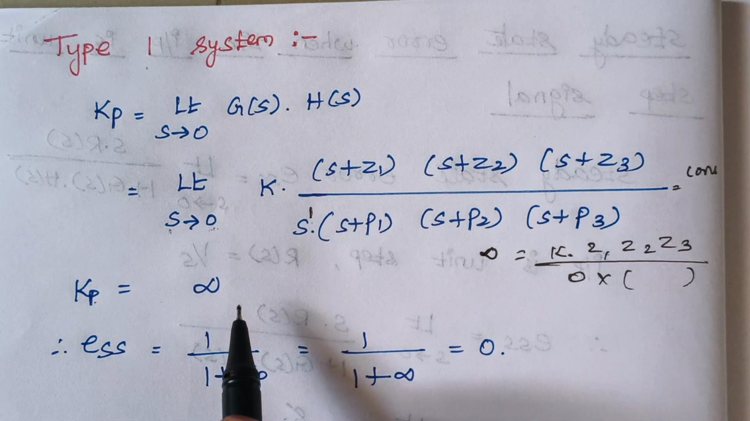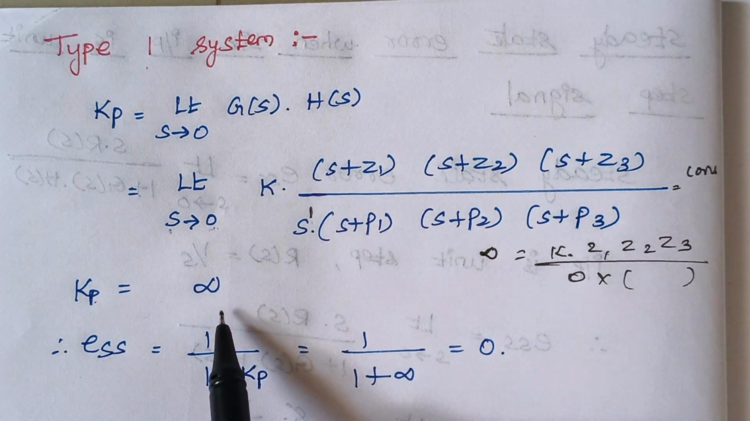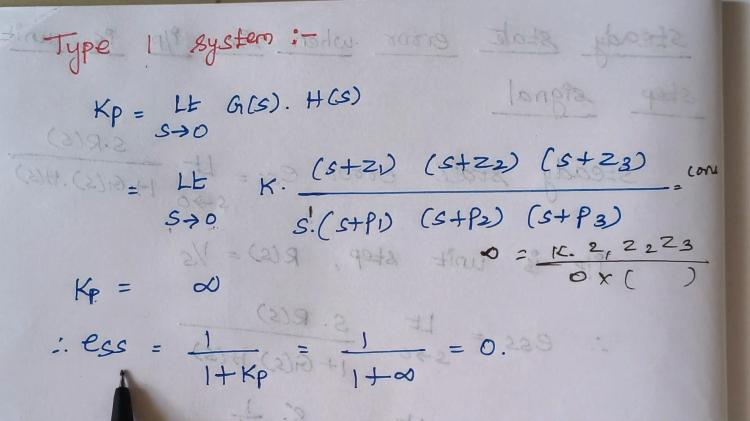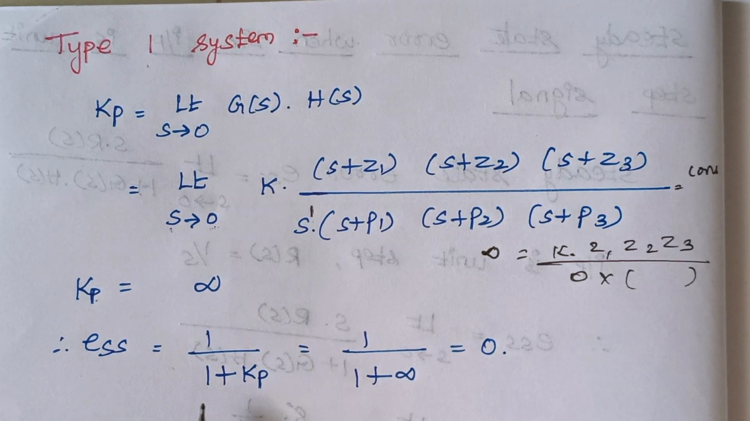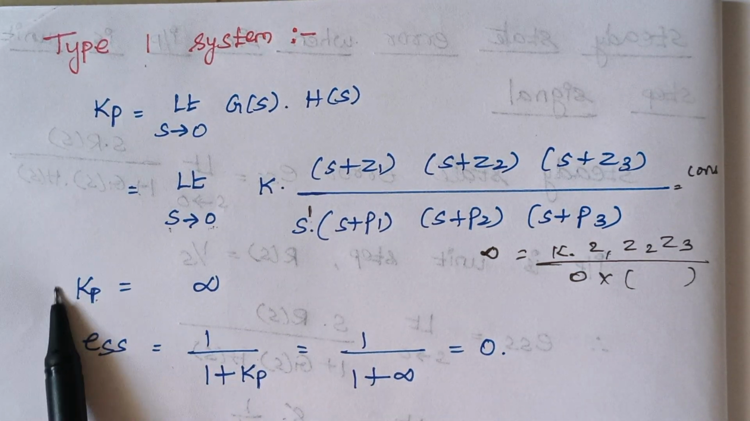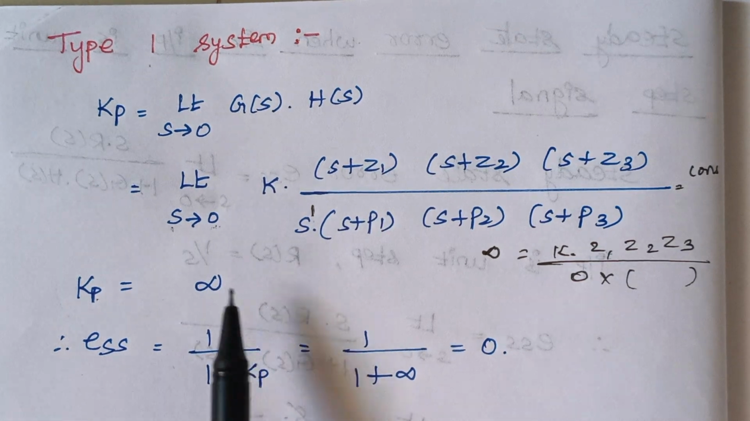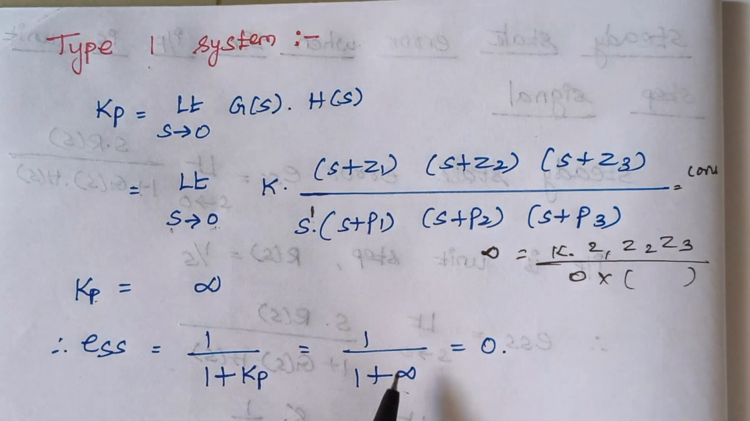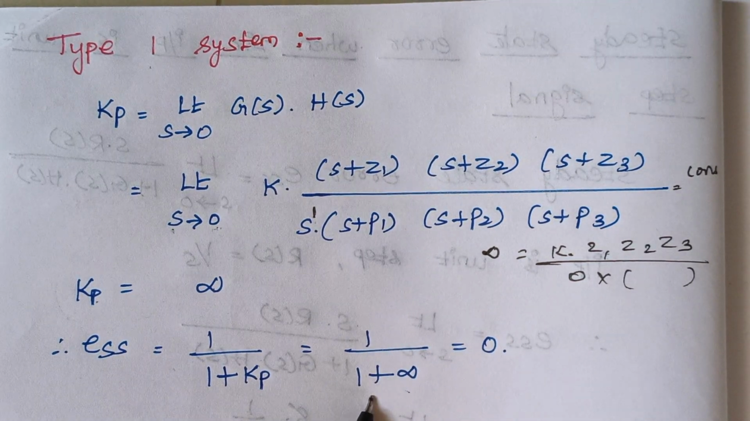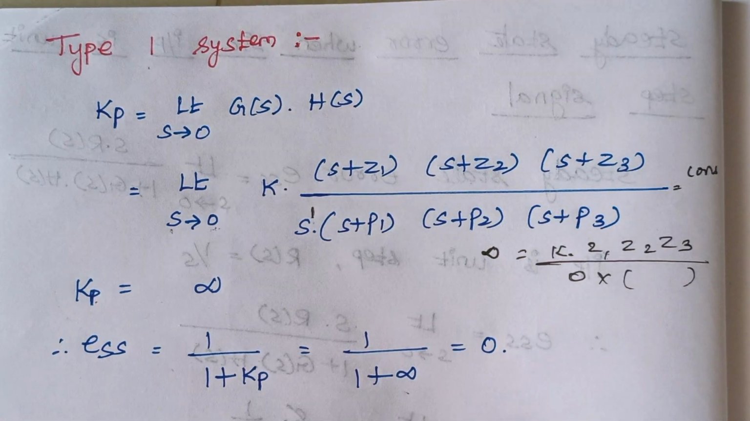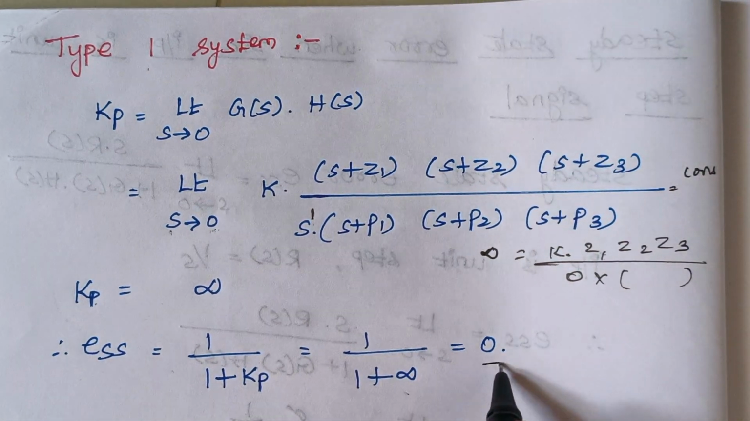Now I am going to substitute this value in the steady state error formula. The steady state error is given by 1 divided by 1 plus Kp, and here the value of Kp is infinity. So I am substituting this infinity here. Anything divided by infinity becomes 0. So for a type 1 system, the steady state error is 0.